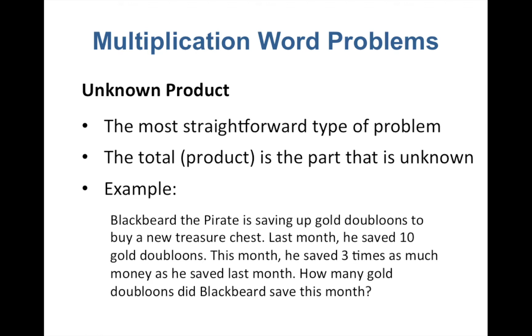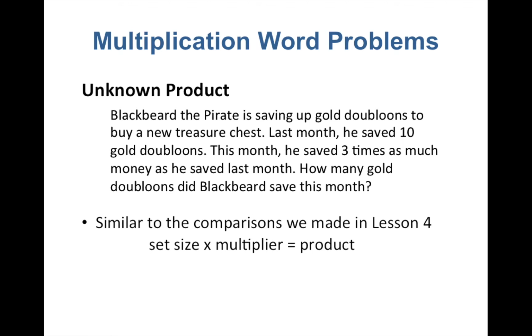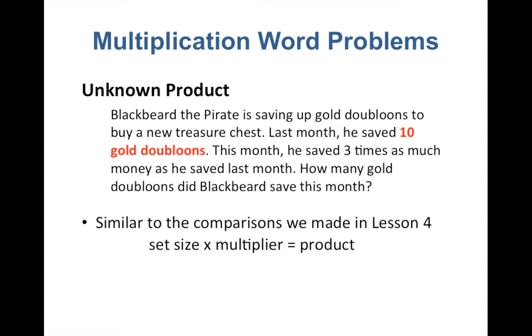This problem is similar to the problems you explored in Lesson 4. It's a comparison problem. It's asking, how much did he save if we know that he saved 3 times as much as he saved previously? So we can think about the way that we set those problems up in Lesson 4, which was our set size times our multiplier equals our product. Our set size in this case is that we know he saved 10 gold doubloons last month. That's in the problem, and we put that down at the bottom there.